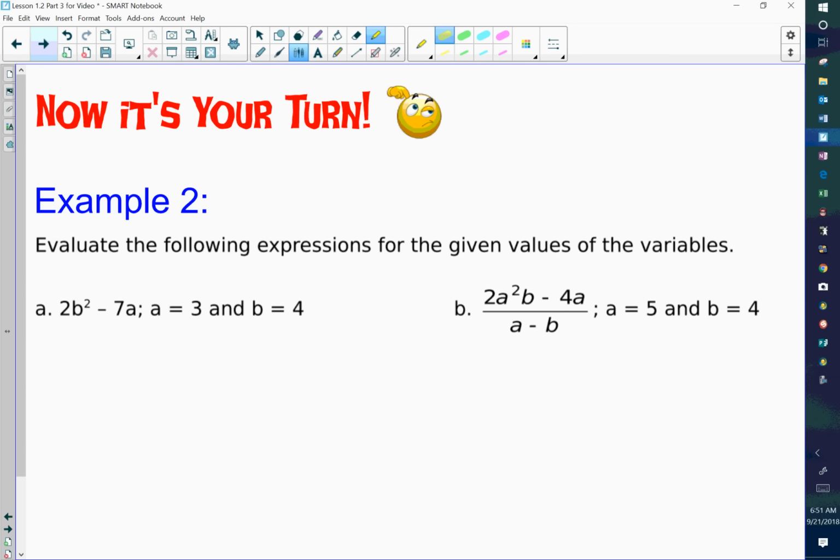All right, I'm going to let you try all by yourself. So copy down these two problems, for example 2, part A and B. Pause the video and then complete the problems, and then I'll show you the solution when you're finished.